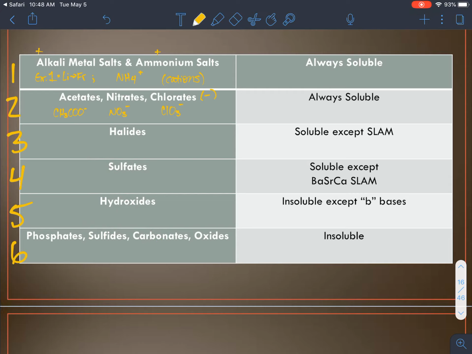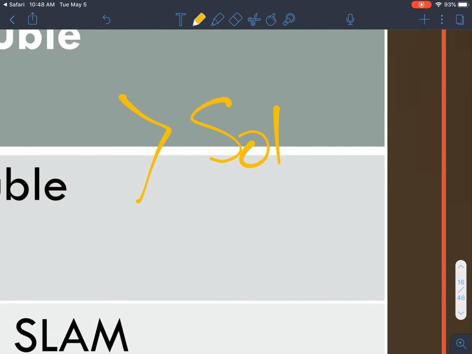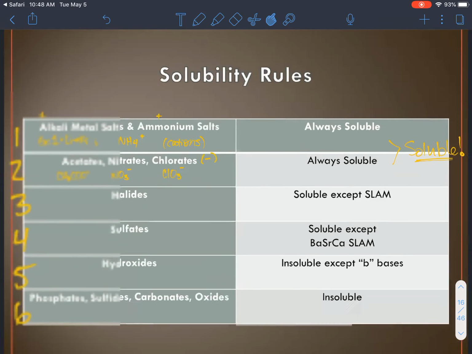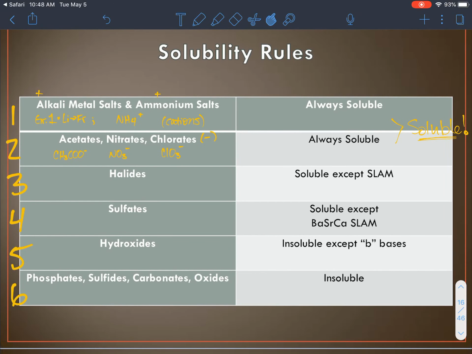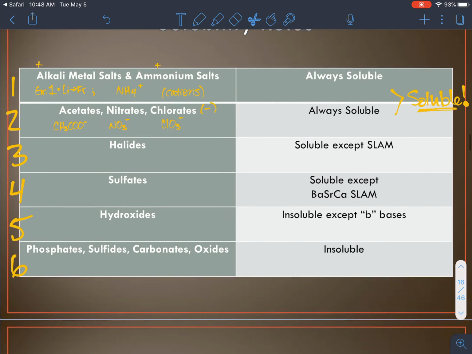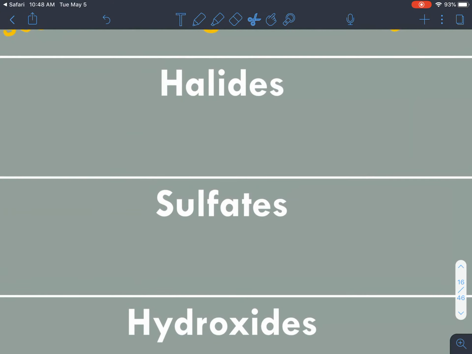So the first 2 sections are soluble, no matter what else it's bonded to. And these 2 rows trump all other rules. I'm going to make this a little thicker. Whoa, too thick. Okay. All right, next up, we have halides.